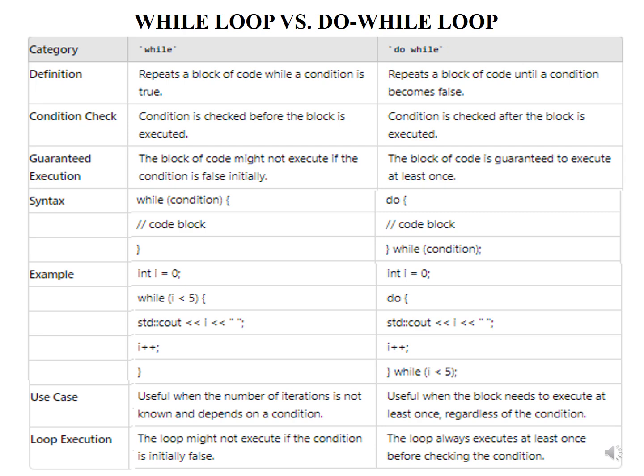Use case: the while statement is useful when the number of iterations is not known and depends on a condition. Whereas the do while loop is useful when the block needs to execute at least once regardless of the condition. Loop execution: the while loop might not execute if the condition is initially false. In the do while, the loop always executes at least once before checking the condition.